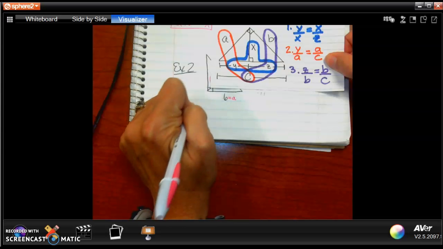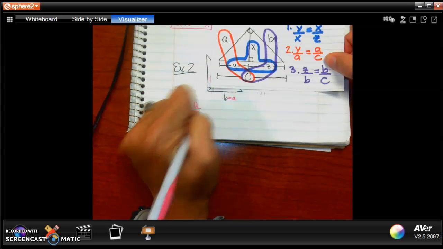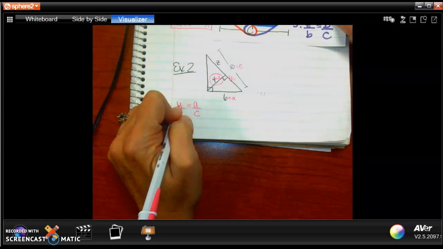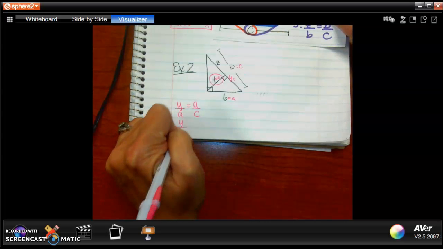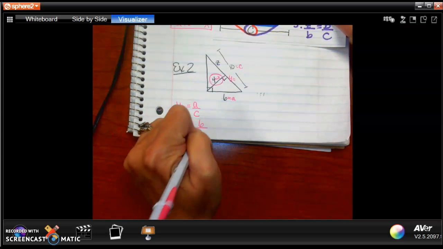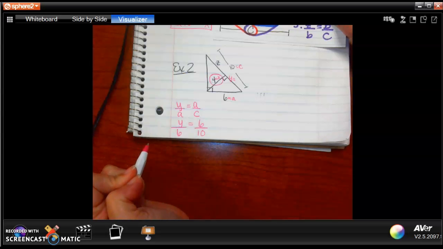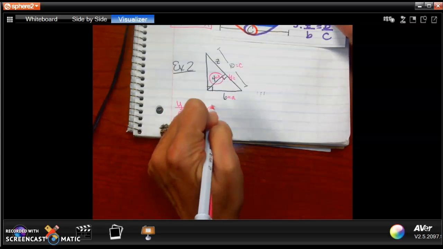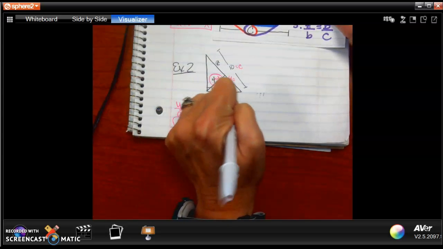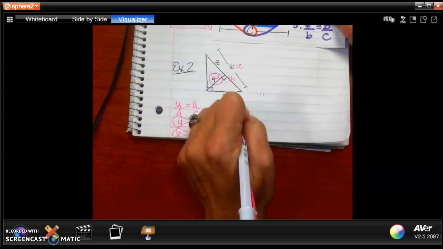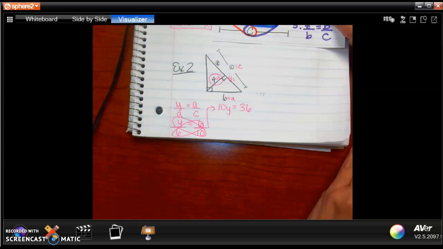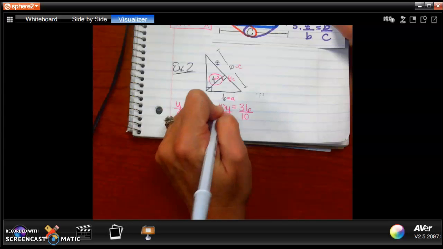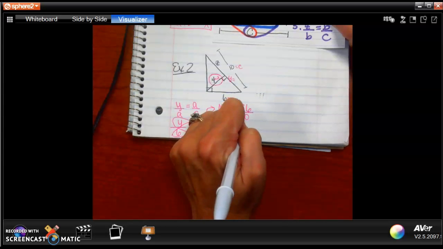Y over A equals A over C. That's going to give me Y over 6 equals 6 over 10. I'm going to cross multiply. Move it up here. I get 10y equals, cross multiply, 36. And then I'm going to divide by 10 to solve for y. This is no longer squared. And y is going to equal 3.6.